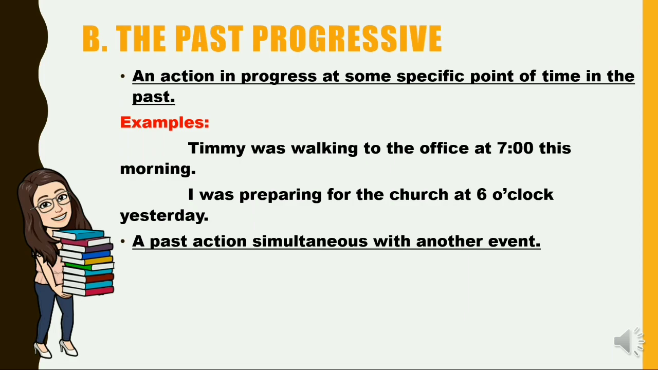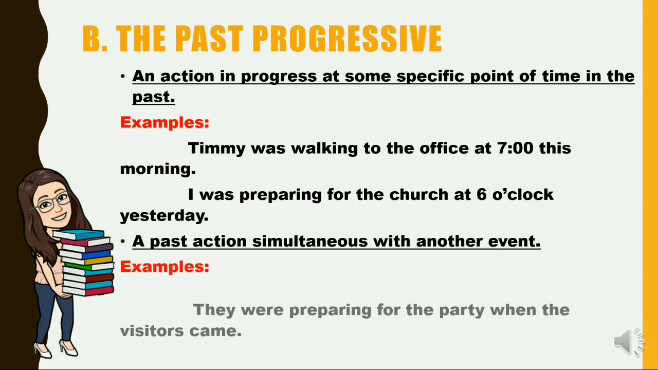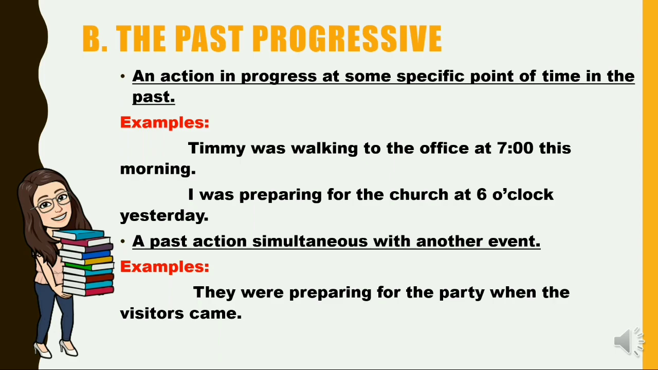Past progressive can also be a past action simultaneous with another event. There were two actions that happened at the same time. Examples: they were preparing for the party when the visitors came. The first verb is were preparing. The second verb, came. Two actions happened at the same time.